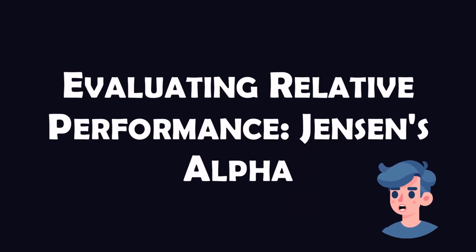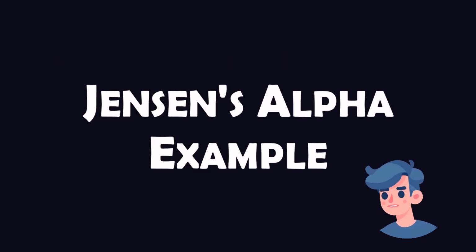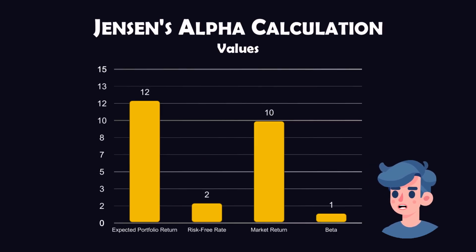But what if you want to compare the performance of similar investments? In that case, we use the Jensen's alpha, which measures the return of an investment over the expected return based on the market's risk. Consider an investment portfolio with a return of 12%, a risk-free rate of 2%, a portfolio's beta of 1.1, and a market return of 10%. The Jensen's alpha can be calculated as follows.